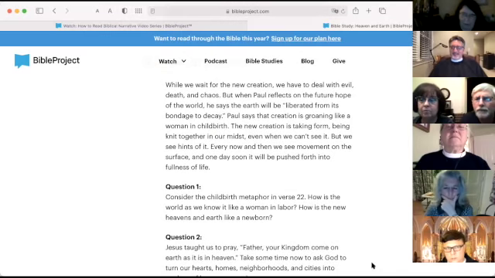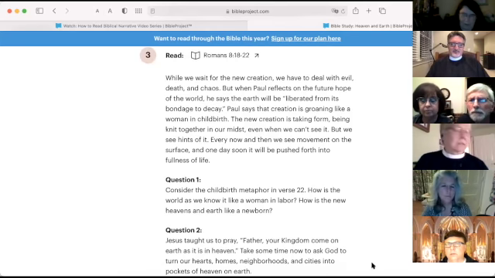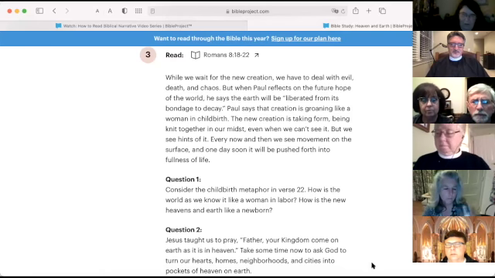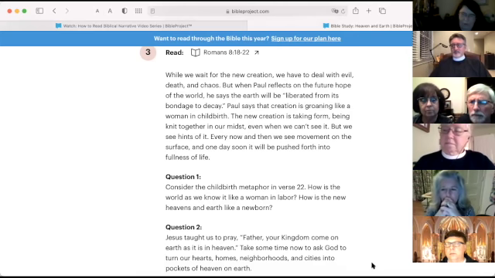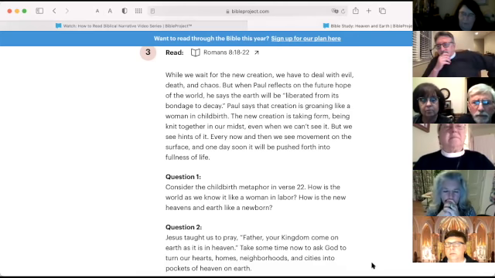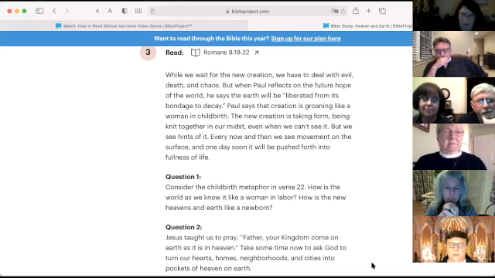Courtney, if I can chime in. Question one, about the childbirth metaphor, just as we were talking about, the birth of a child is the most special thing, right? And only the mother can experience that. Dad has to stand off to the side. That's what God is experiencing, or what he will experience, this beautiful birth of the new creation. But there's a lot of labor that goes on before then, and that's not a whole lot of fun.